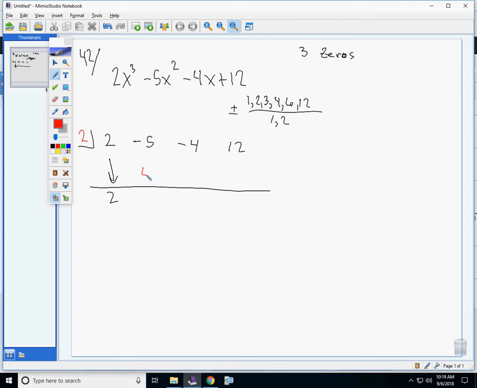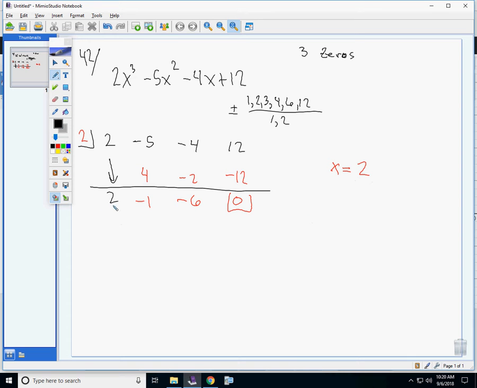So I'm going to try 2. 2 times 2 is 4. I get negative 1. 2 times negative 1 is negative 2. I get negative 6. 2 times negative 6, that's negative 12. I get 0. So 2 is a root of it. So 2 is a 0 and a root and an intercept. They're all the same word. So 2 is one of my answers. X equals 2.